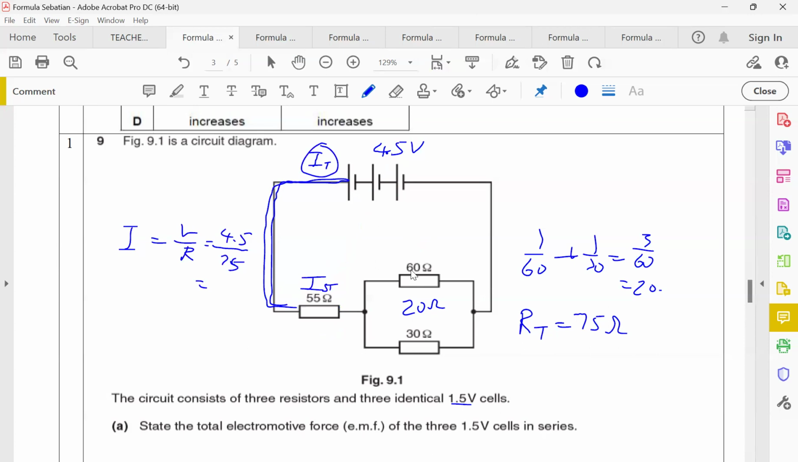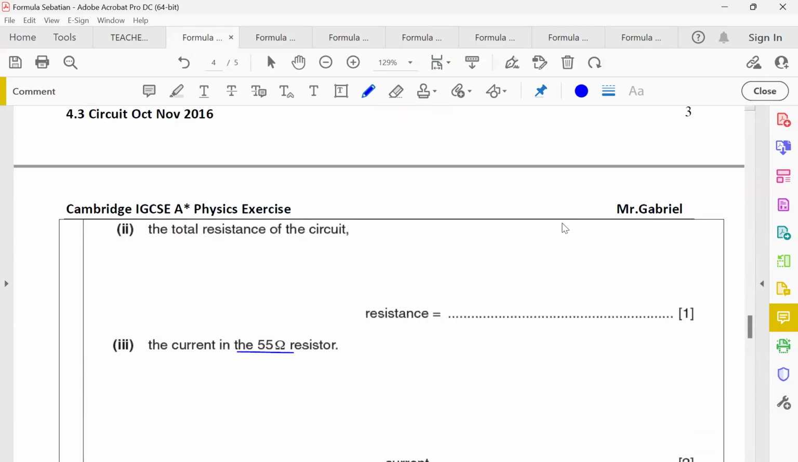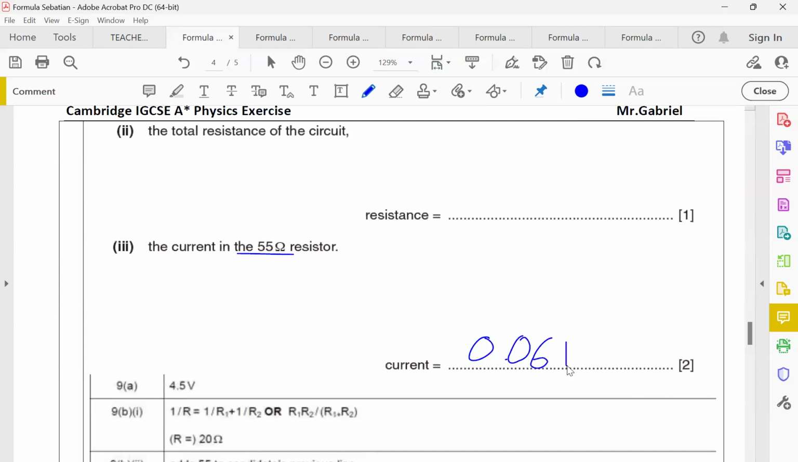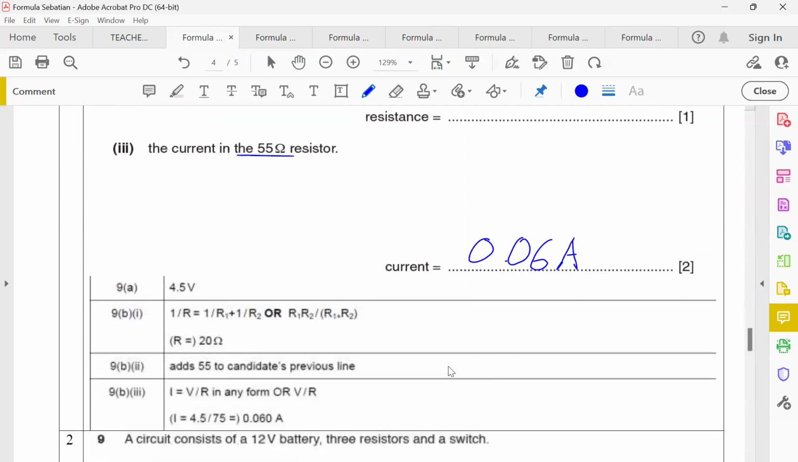What's the answer? 0.060. Guys, why is it 0.060? Why can't I write it as 0.06 as my final answer? Three significant figures. Minimum 2 significant figures, maximum 3 significant figures. Meaning to say, if you wrote your answer here as 0.06, it's not volts, it's amperes, it's not good enough, guys. As you can see here, they actually have minimum 2 significant figures. You need 2 of it. Okay. Any other questions for this one?